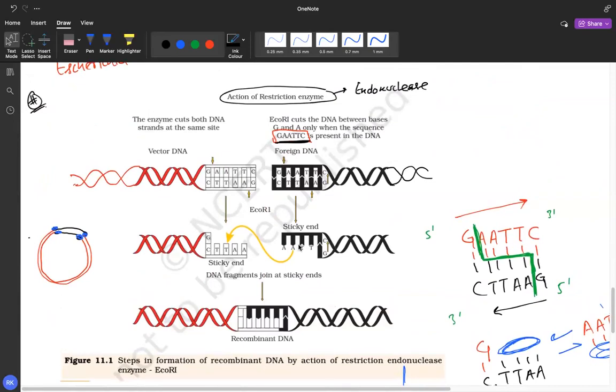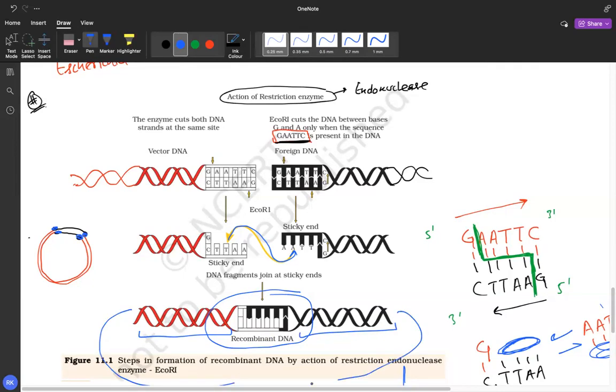So this is how, just look at it. It produces sticky ends, and then this part goes and clicks on this part, and this is how two DNA join together. This is your vector, and this is your gene of interest. This will be round like this, and this will again, so it will make a whole circle.